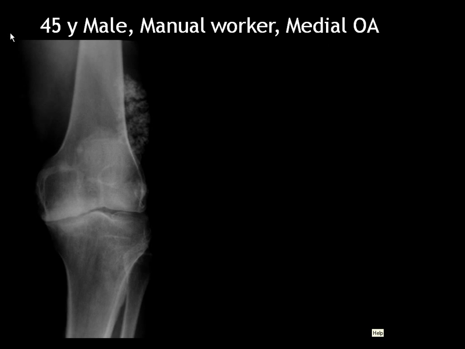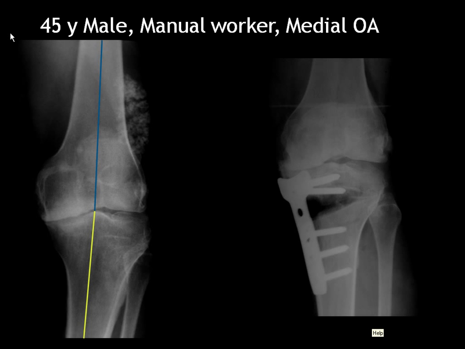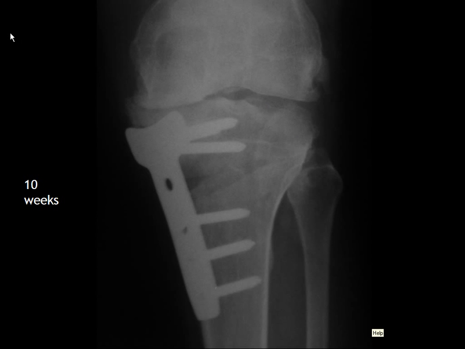So next, we go to the next slide. This is a 45-year-old male patient who's a manual worker. So obviously, the age made a big difference with you, okay? So you cannot offer a total knee replacement. If he is 65, we'd all agree on a knee replacement, but this patient, you can. He's still got 15 years of hard work, and so we proceeded to do a high tibial osteotomy to this patient, and this is 10 weeks afterwards.